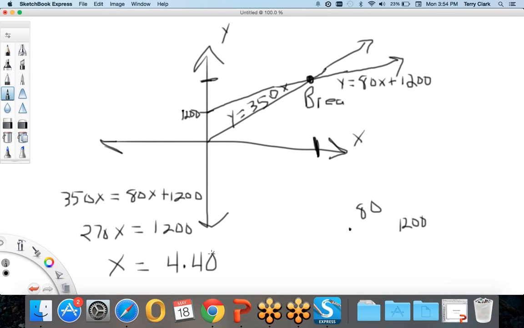Or I could say that's 4 sessions. Instead of charging an hour, I could charge 350 a session, and then I can say in 4.4 sessions I'm going to break even. So I could do it that way, and then I'll just say X equals a session instead of using time. So at that point, I'm going to break even.